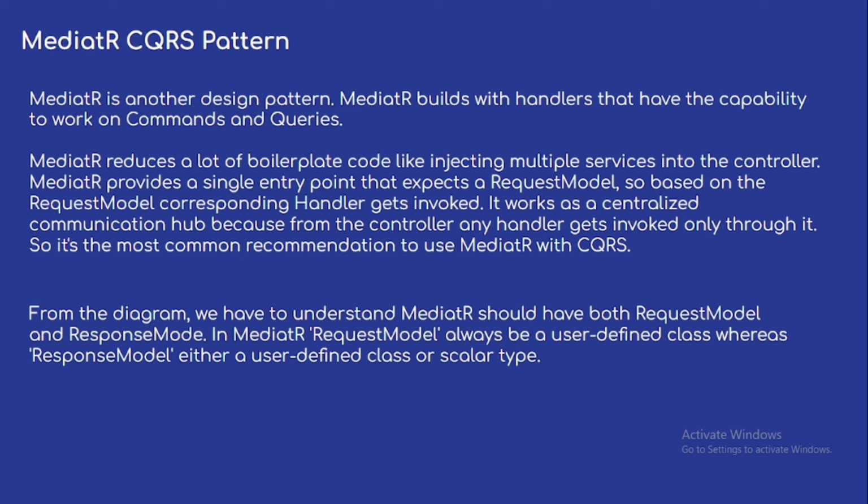In the normal CQRS pattern, based on the query parameters or input type, request and response models are optional. But for the mediator pattern, it is required. The request model is mandatory. The response model sometimes we can skip using scalar options, but the request model is mandatory in CQRS. Now let's introduce CQRS into our sample application.